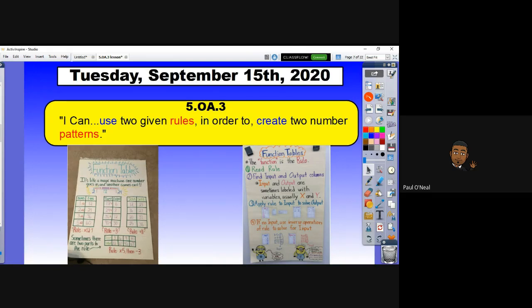And tomorrow's lesson is where we're going to look at coordinates, X and Y coordinates, ordered pairs, and be able to also use a graph to possibly figure out a pattern for them. All right, so let's get started, just like yesterday.